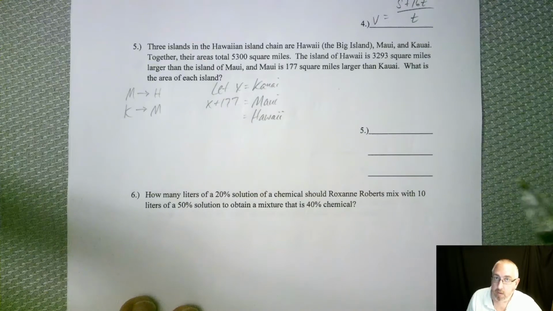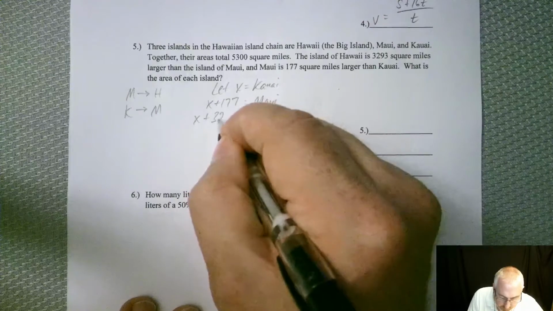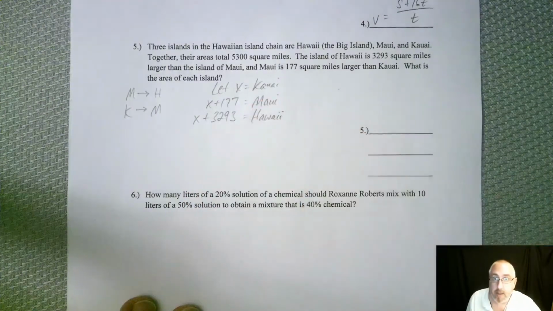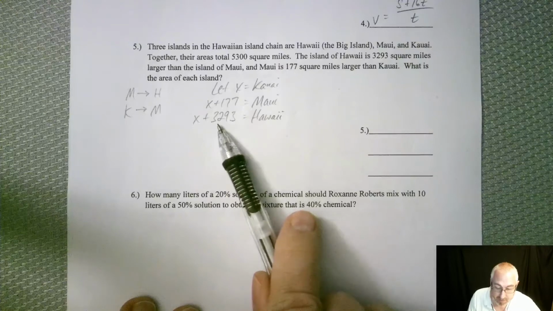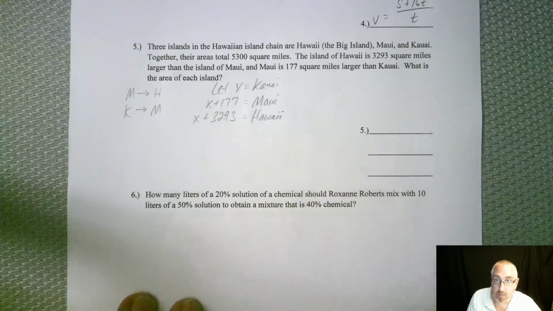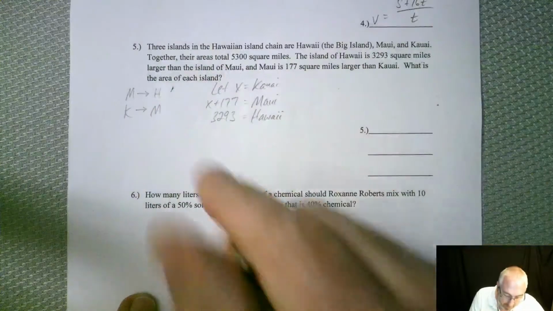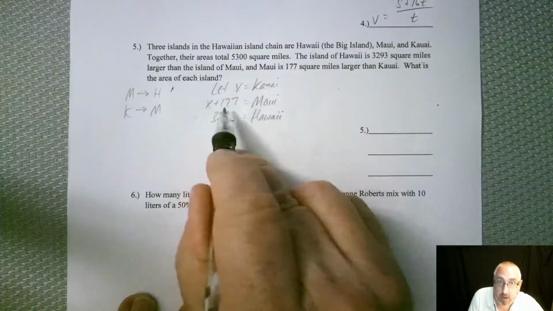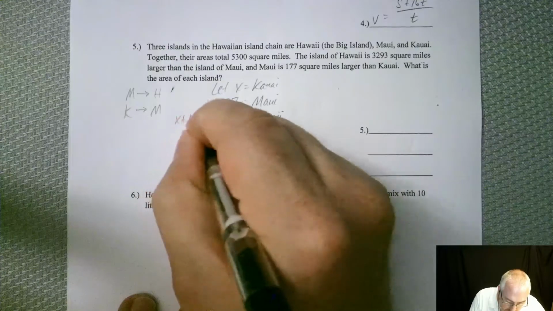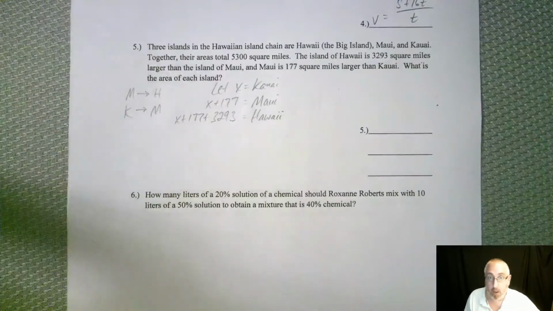Okay, now if you rush through this part too quickly, you would want to say X plus 3293. That's Hawaii. But that's not right, because this is saying that it's bigger than Kauai. It's 3,293 bigger than Kauai, and that's not what the problem says. It's bigger than Maui. So we have to make sure we write Maui down, which is all of this expression here. So x plus 177 plus 3293 is Hawaii.